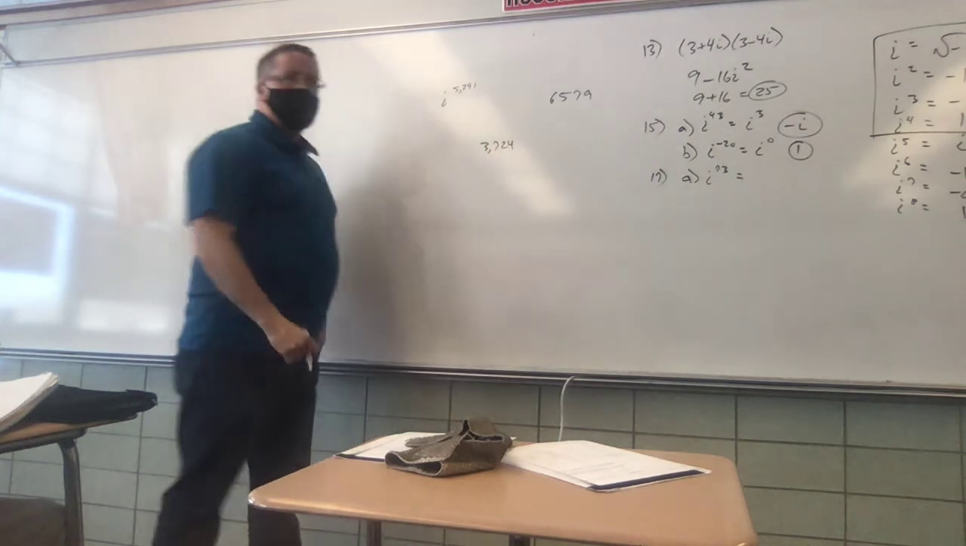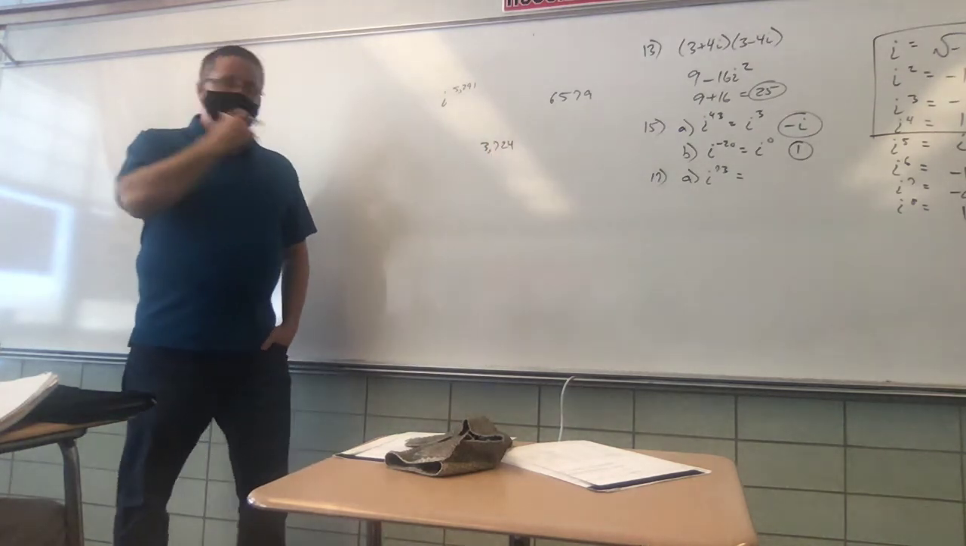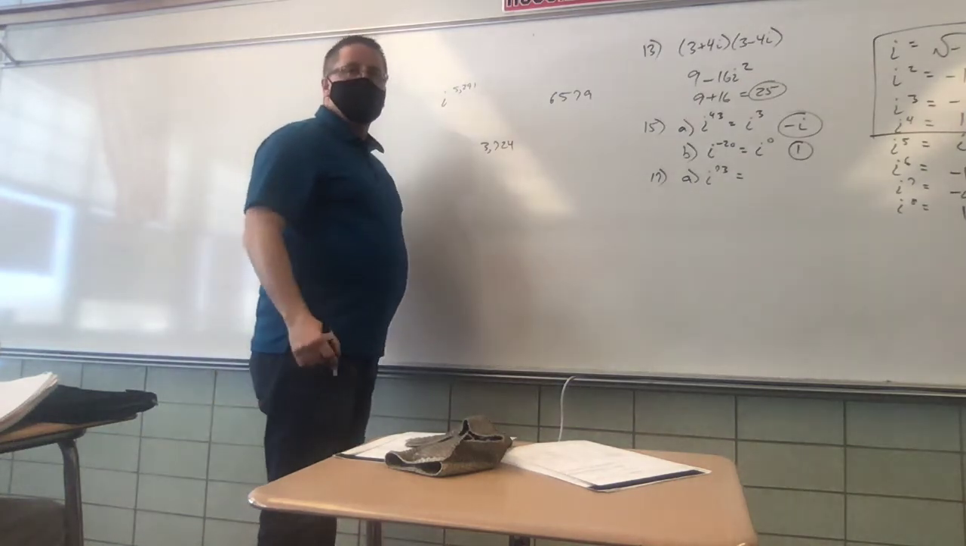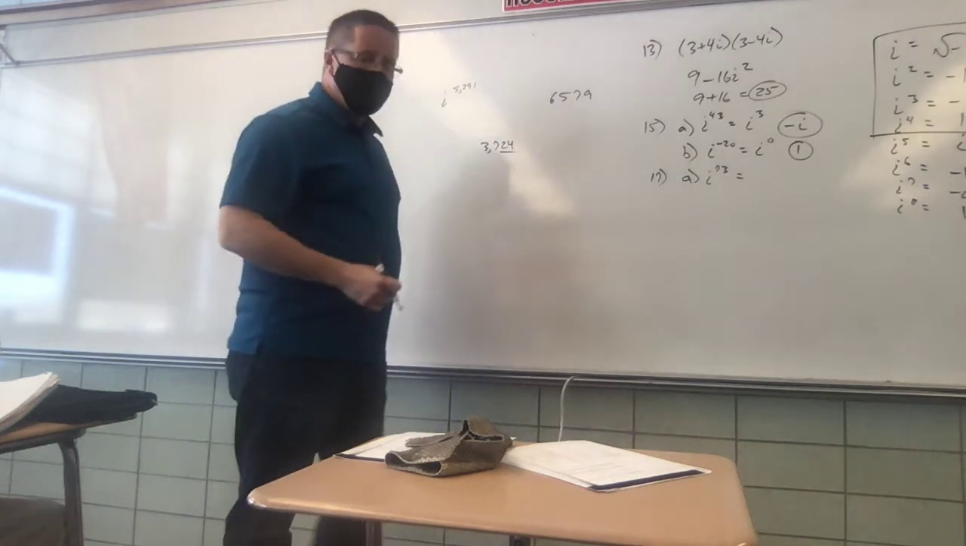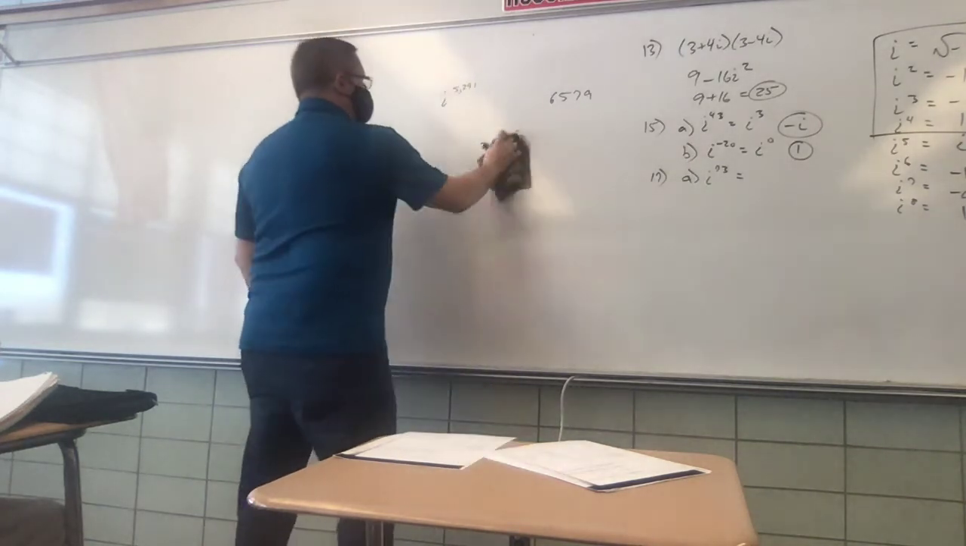3,724, does 4 go into that? Yeah. Why? And 24. What about 24? So 4 goes into 24. It doesn't matter what the other numbers are. You just look at the last 2 digits. So that's the rule for 4.